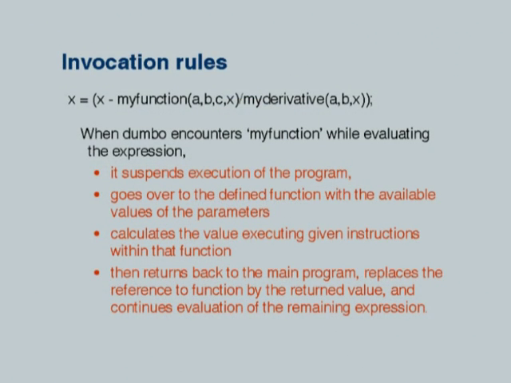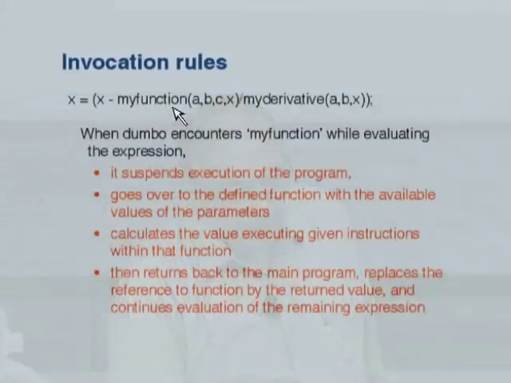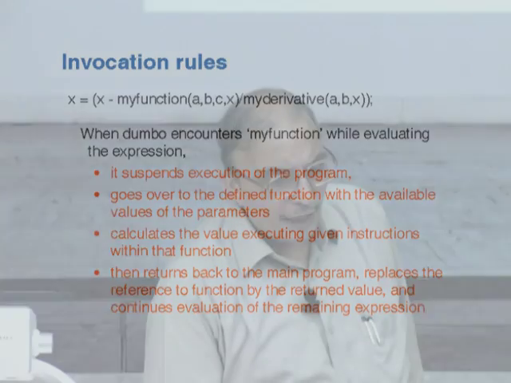As of now, the return statement will get the value which is calculated by that function, and then when Dumbo returns back to the main program, he replaces the reference to the function by the return value. This entire reference, my function ABCX, is replaced by a single value, 3.2, 4.8, whatever. And then the same thing happens again for this. This is also replaced by a single value, and finally the whole expression is calculated, resulting in a new value of X. So is this notion clear?